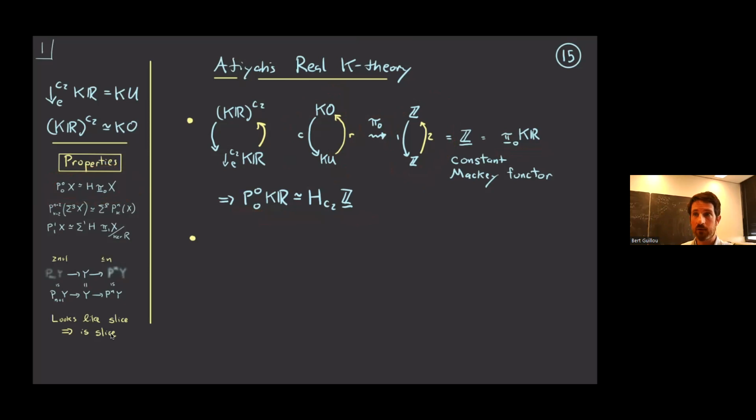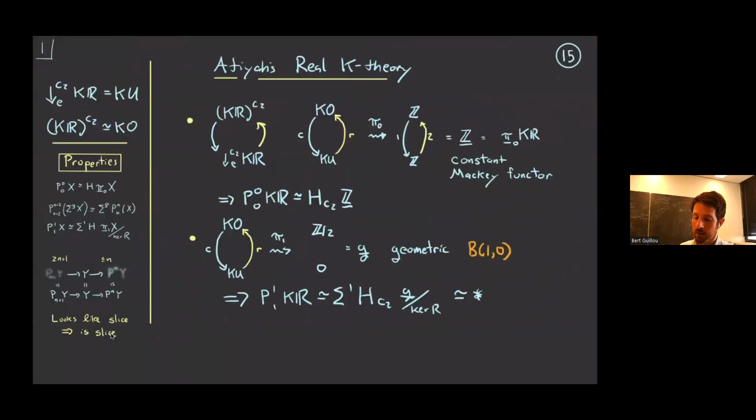All right, let's think about the one slice. For the one slice, there's this formula that we should think about pi 1, and then we need to make the restrictions injective and so on. What's pi 1? Well, what's pi 1 of KO? That's Z mod 2. What's pi 1 of KU? KU is concentrated in even degrees, so there's no pi 1. Here's our Mackey functor: it's Z mod 2 at the fixed point level and 0 at the underlying level. Again, this is one of these geometric constructions.